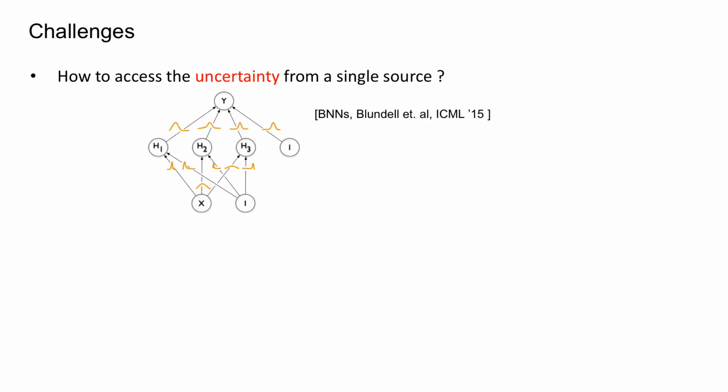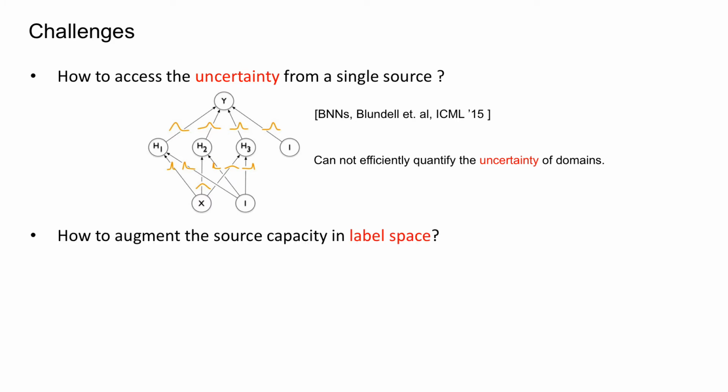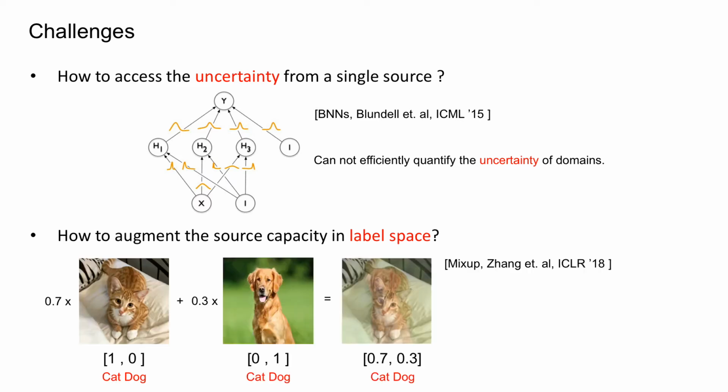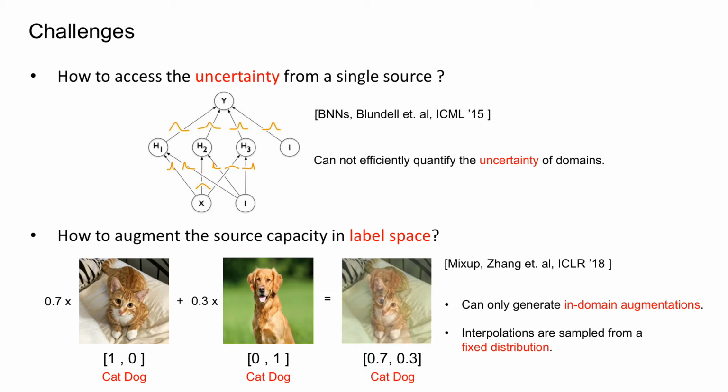Bayesian neural networks are commonly used to integrate uncertainty into models. However, it cannot efficiently quantify the domain uncertainty. The second challenge is how to augment the label space. Mixup pioneers label augmentation by randomly interpolating two data examples in both input and label spaces. However, Mixup can only generate in-domain augmentations. Besides, the interpolations are sampled from a fixed distribution, which largely restricts the flexibility of domain mixtures.